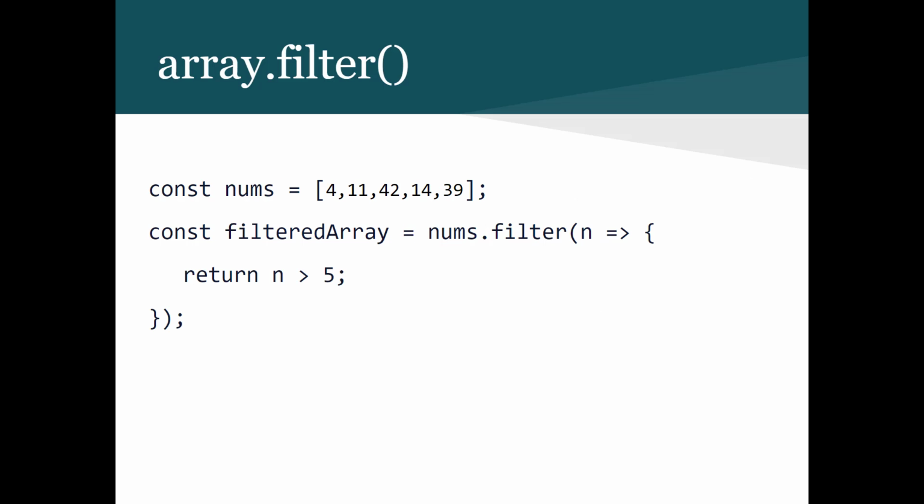The filter method executes a callback function on each element in an array. The callback function for each of the elements must return either true or false. The returned array is a new array with any elements for which the callback function returns true. Here, the filtered array will contain all of the elements of random numbers except for the number 4.